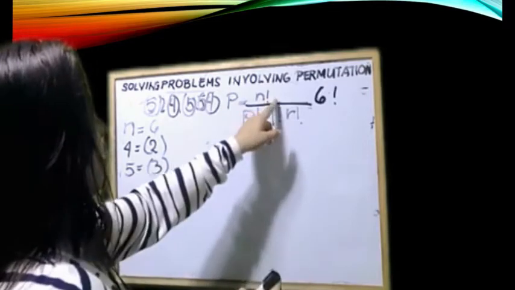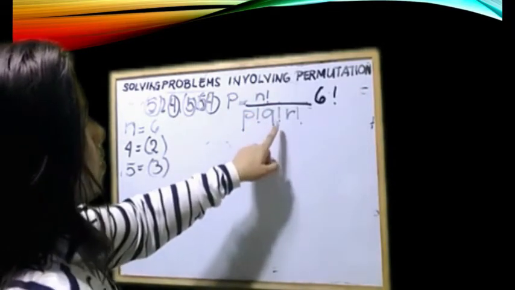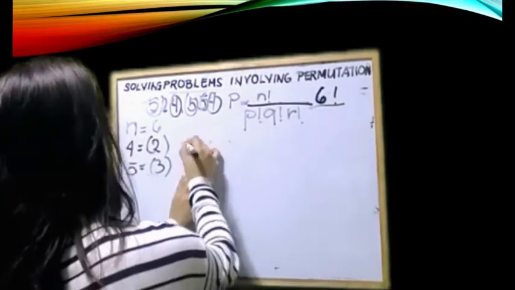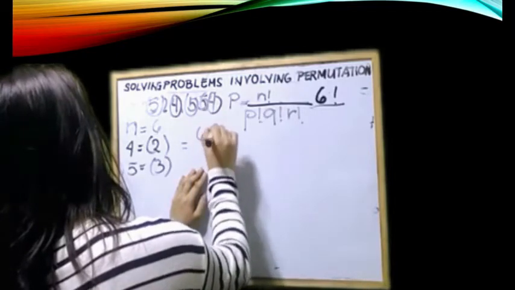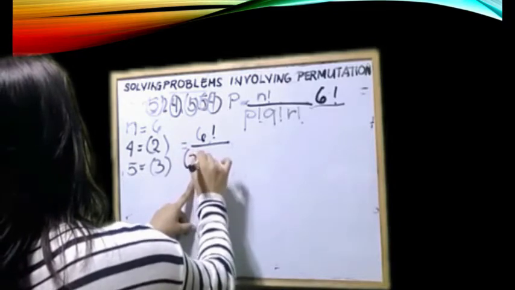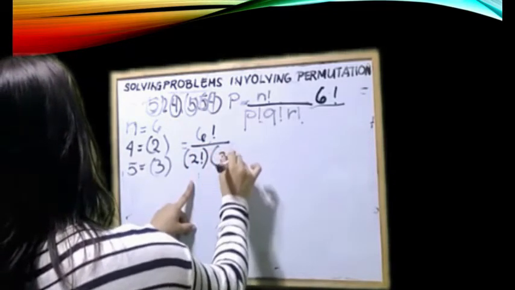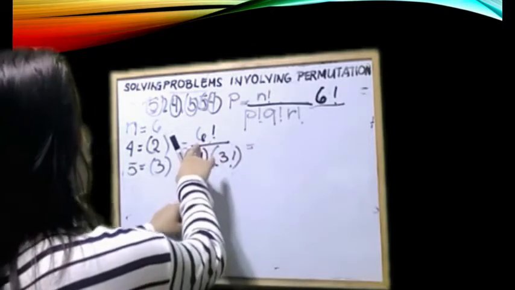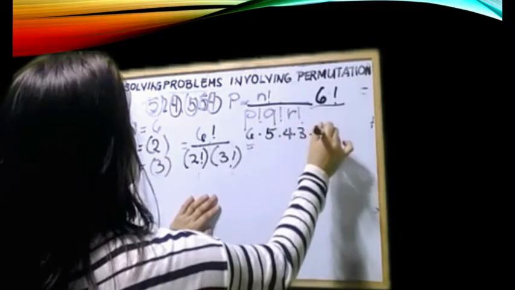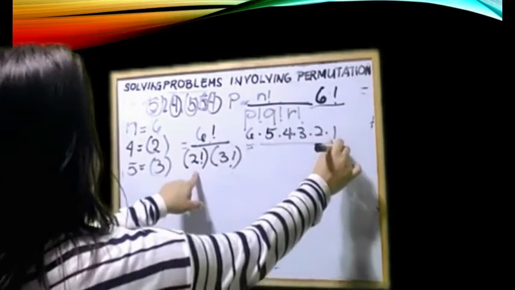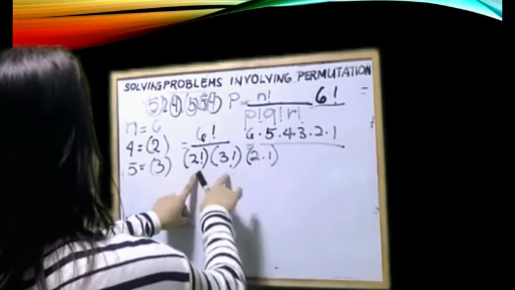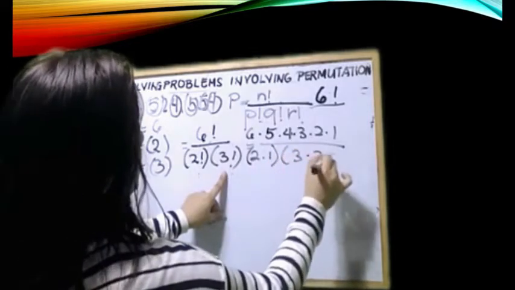So our formula will be n factorial over p factorial q factorial. So we got our n, 6 factorial. Let's put it here. 6 factorial over your frequency for the number 4 digit is 2 factorial times 3 factorial for your 5. Expanding 6 factorial will give you 6 times 5 times 4 times 3 times 2 times 1 over this one. If let's expand 2 factorial, that's 2 times 1. And then 3 factorial is 3, 2, 1.